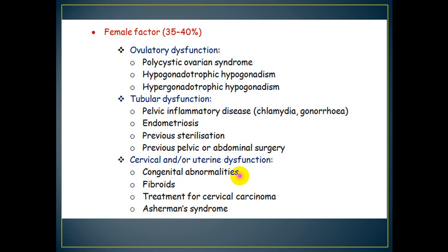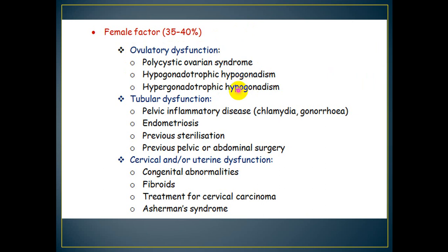Causes of infertility can be divided into 3 categories. It is either a female cause, or a male cause, or it's mixed, with the cause from both male and female. Female factor is responsible for 35 to 40%, mainly due to ovulatory dysfunction, like in polycystic ovary syndrome, or many of the causes we discussed previously of hypogonadism, either hypogonadotrophic or hypergonadotrophic.